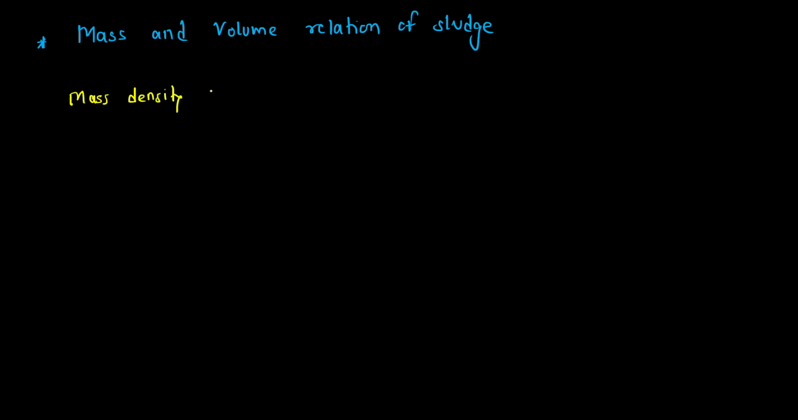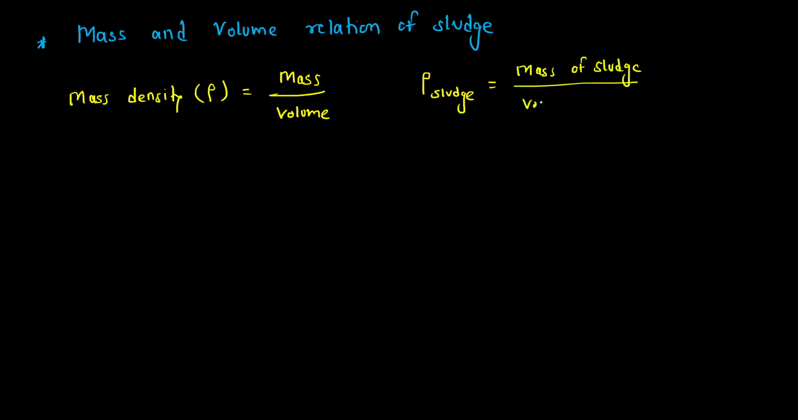Mass density is denoted by rho, and this is equal to the mass of that substance divided by the volume of the substance. If we apply this to the mass density of sludge, we get the mass of sludge divided by the volume of sludge.